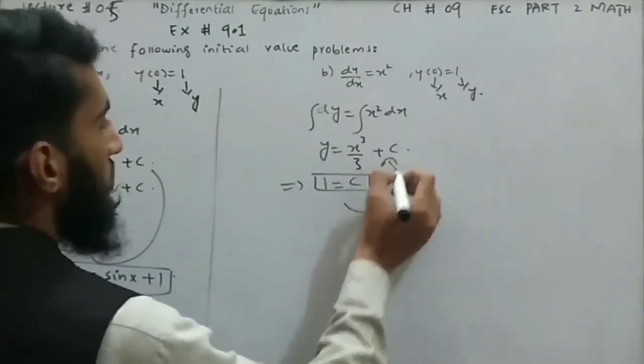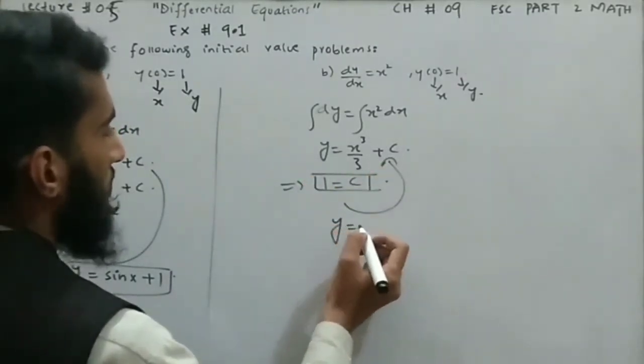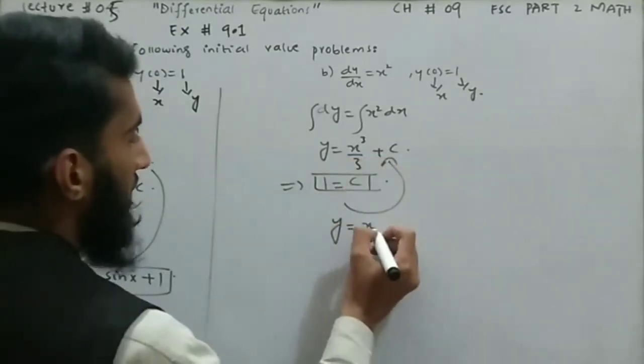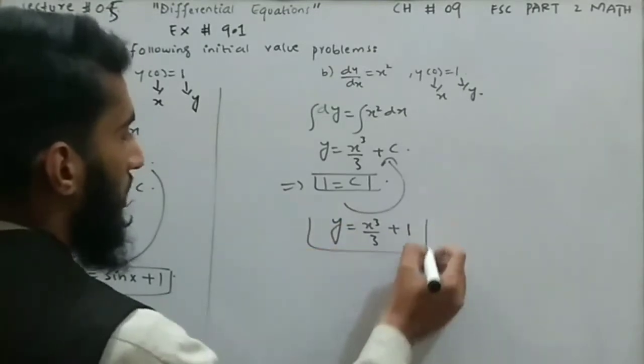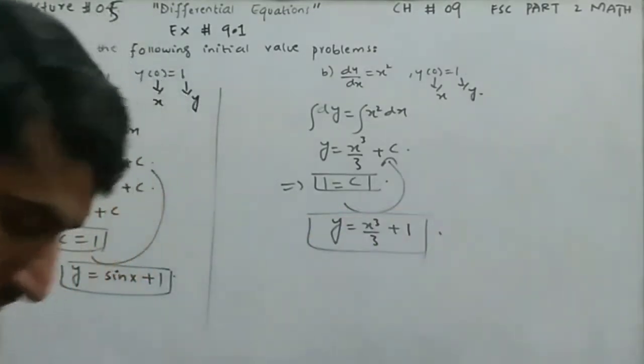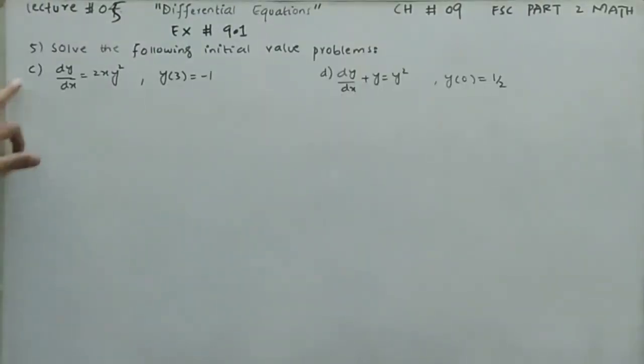Now by inserting c over here, it will give us the required particular solution for the initial value problem, x power 3 divided by 3 plus c. C is actually 1. This is the required solution. Now let's understand the next part, part number c.